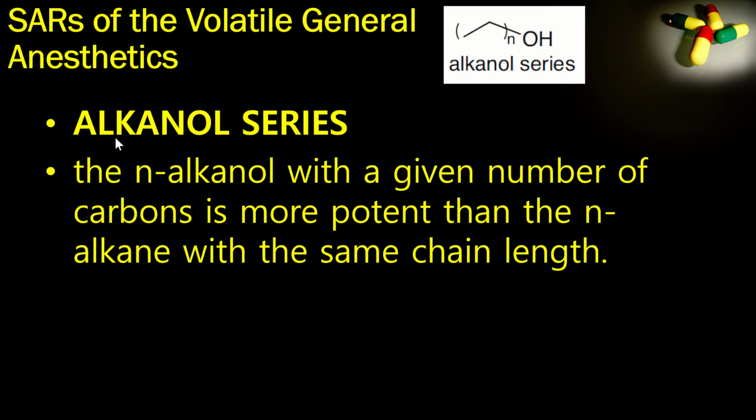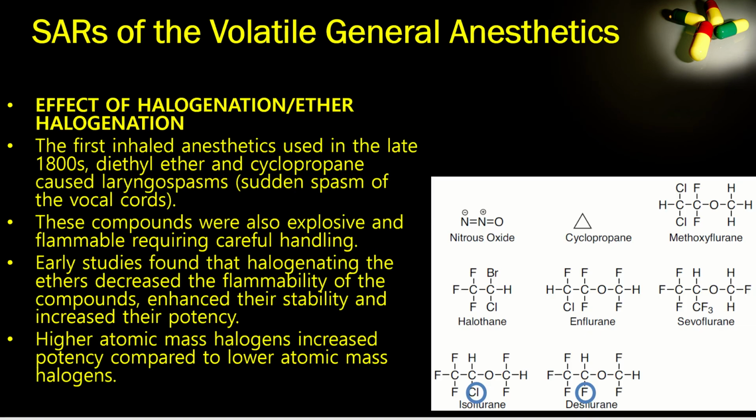So for the alkanol series, and that is basically alcohols, right? The n-alkanol with a given number of carbons is actually more potent than the n-alkane with the same chain length, right? So that should be easily understood. The alcohol will be more potent than the alkane.